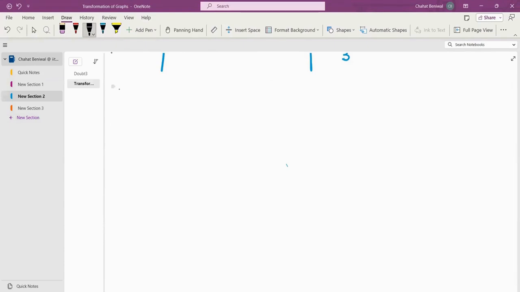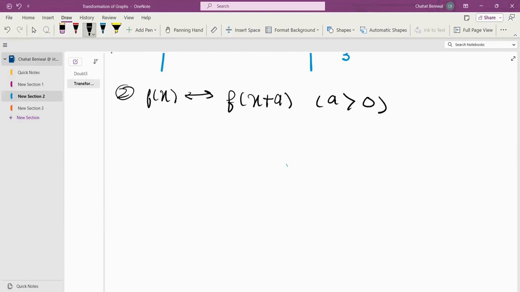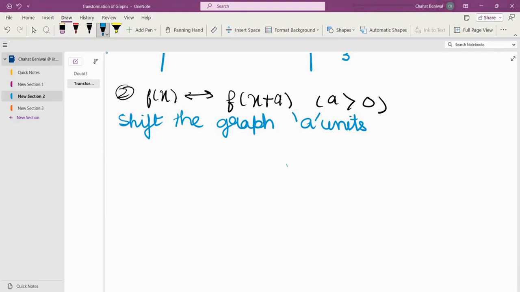So what is going to be our second transformation? As usual, we are having this function f(x), and this time we are going to apply the transformation f(x plus a). Here again, a is going to be greater than 0 only. So shift the graph a units left on x-axis. Okay. So again, we consider one example.